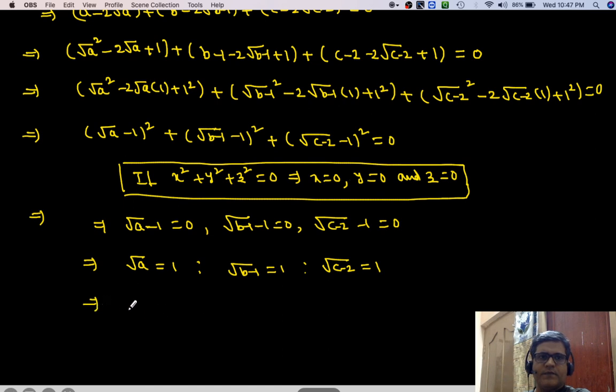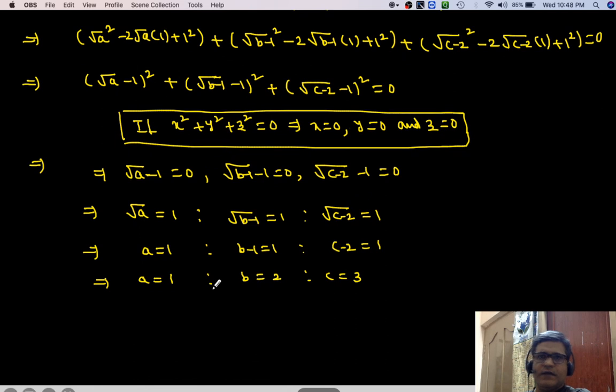In the next step, we will square on both sides. If we square on both sides, a is equal to 1, b − 1 is equal to 1 and c − 2 is equal to 1. This implies a is equal to 1 and b is equal to 2 and c is equal to 3. So these are the a, b, c values. That is, a is equal to 1, b is equal to 2, c is equal to 3. This is the solution.